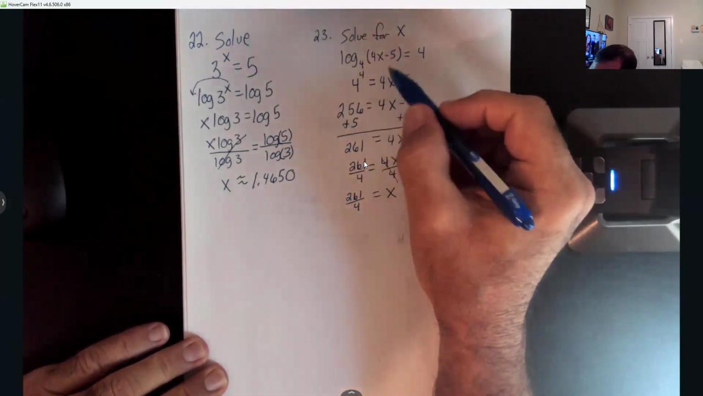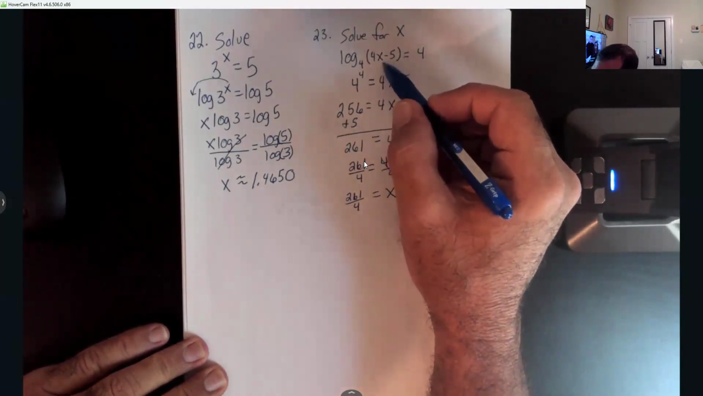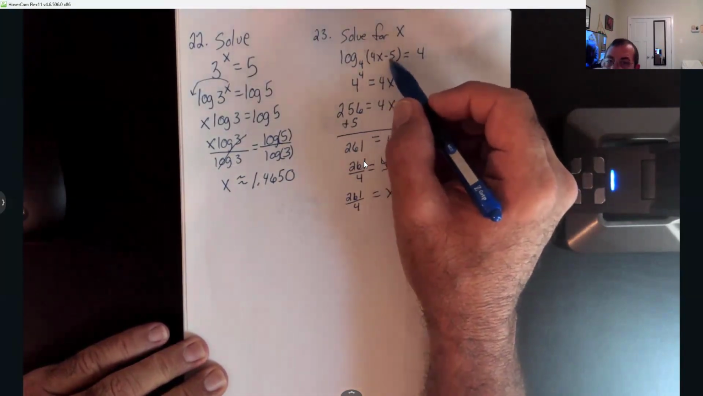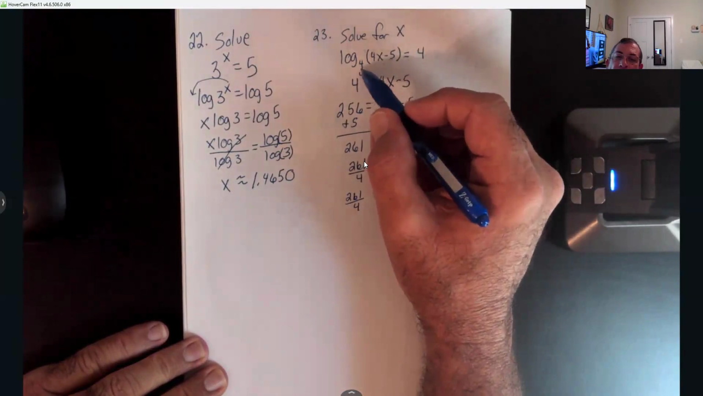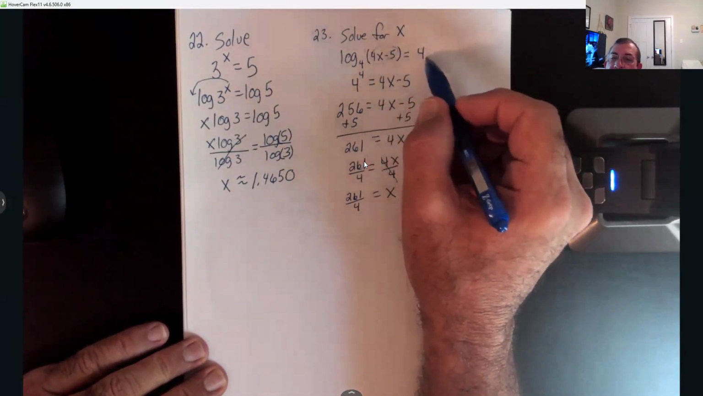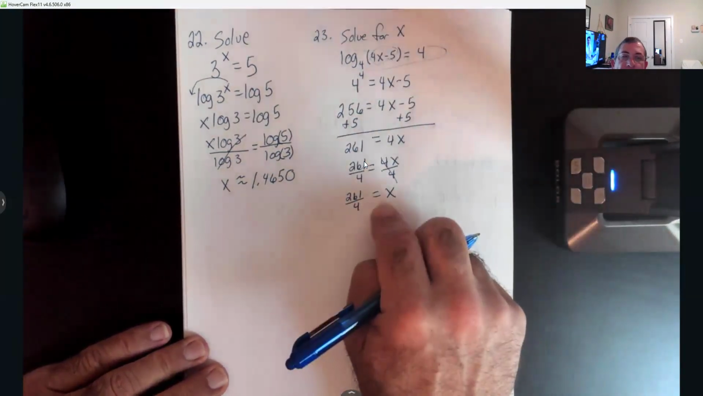So let's see, if I put 261 over 4 here, the 4's cancel, and I get 261 minus 5, which is 256. So the log base 4 of 256 equals 4 would be a true statement, so we can keep that answer, okay?